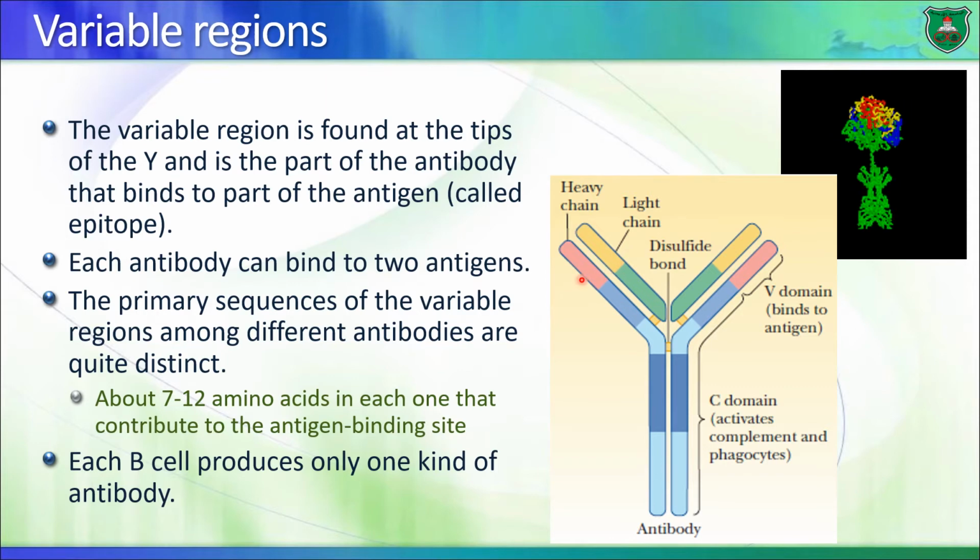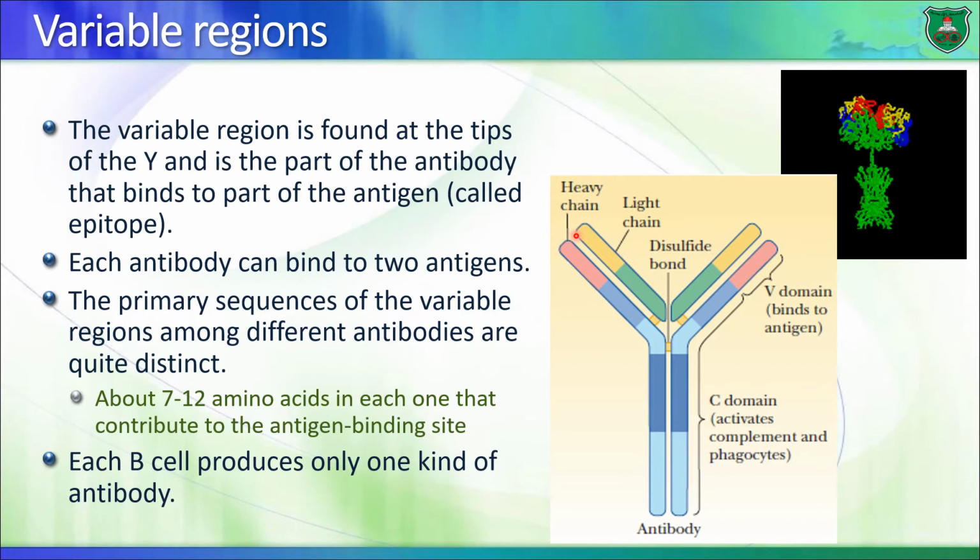So this is the important part. This is the part that recognizes the antigen. This part, the variable region, is different among different antibodies, and they differ by having different structure and different amino acid sequence. So there are 7 to 12 amino acids in each one of these variable regions that determine to which antigen an immunoglobulin would bind.